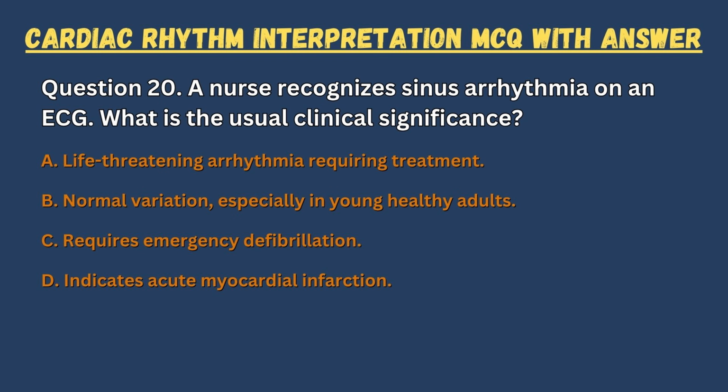Question 20. A nurse recognizes sinus arrhythmia on an ECG. What is the usual clinical significance? A. Life-threatening arrhythmia requiring treatment. B. Normal variation, especially in young healthy adults. C. Requires emergency defibrillation. D. Indicates acute myocardial infarction.